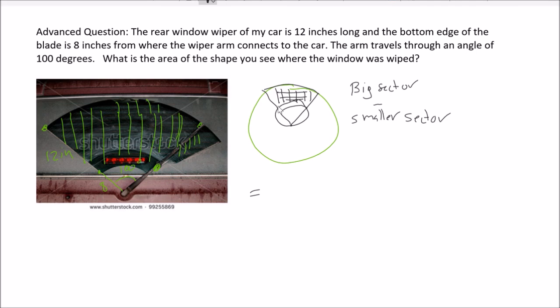If you're feeling like, okay, cool, I got this, this would be another great spot to pause the video and try it for yourself, see if you can get it. All right, the bigger sector, what would I need to know? I would need to know the angle in the center. The angle in the center is 100, so it's 100 out of 360.